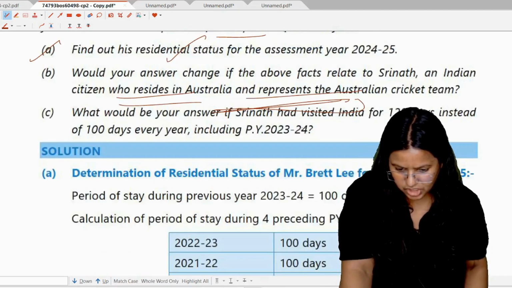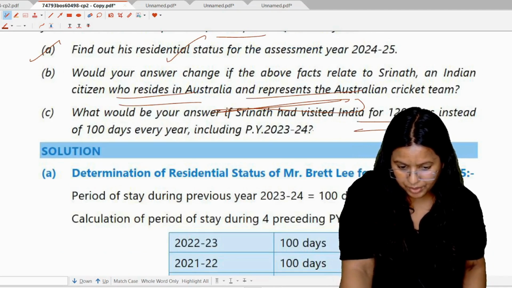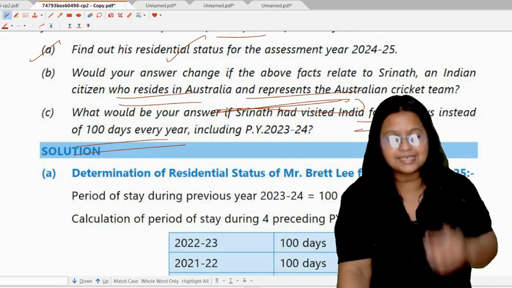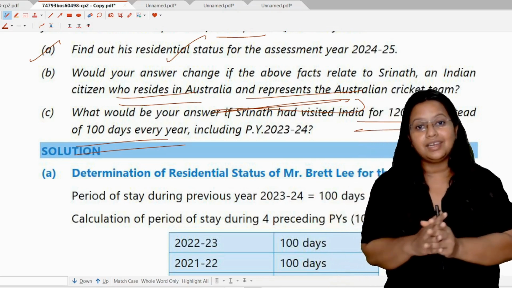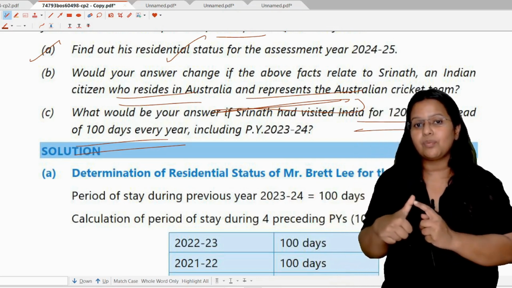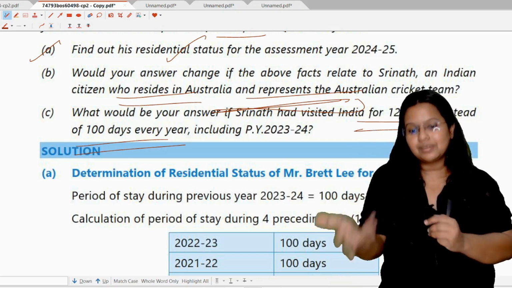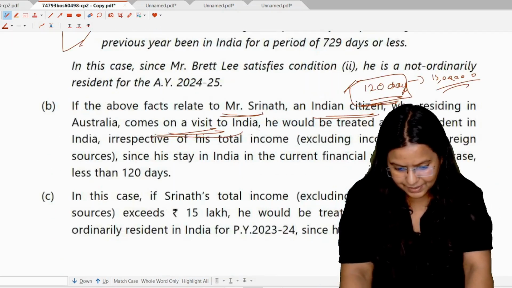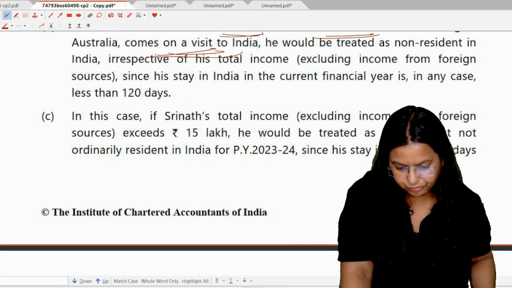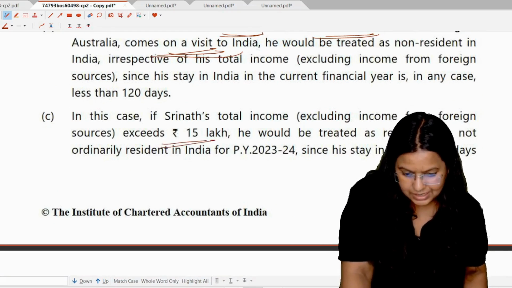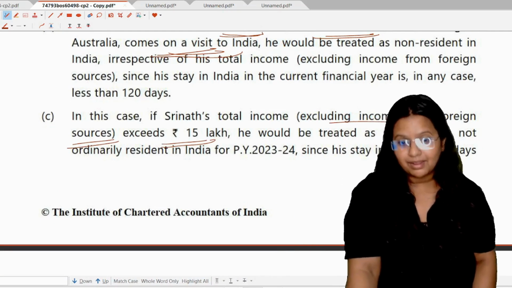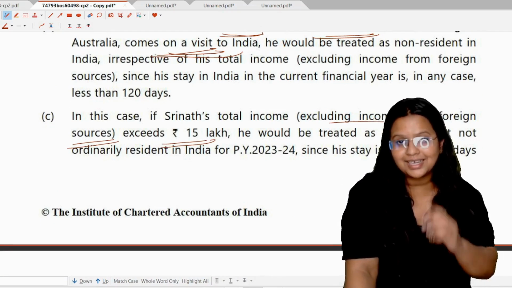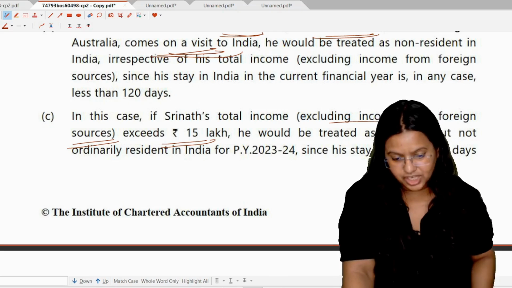Would your answer be changed if Srinath had visited India for 120 days instead of 100 days? Yes, in that case, our answer will be changed because Srinath will become a resident in India. But he has to satisfy one more condition: his income must exceed 15 lakh rupees, excluding the income from foreign sources. If this condition applies, then yes, he will be a resident, in that case a resident and ordinary resident, as we have already checked these conditions.